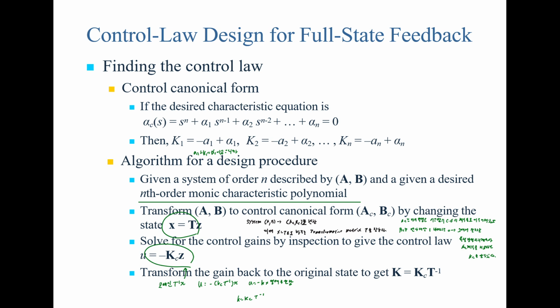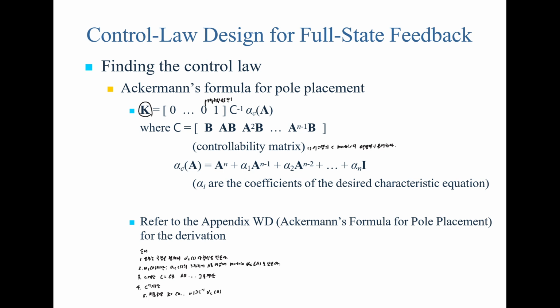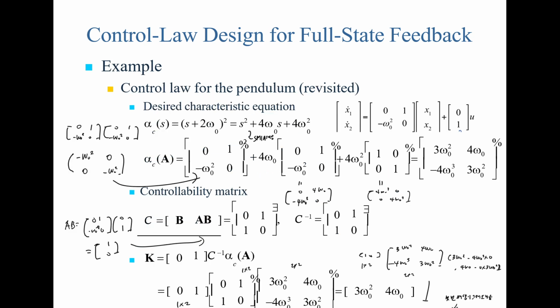And third, and the most direct, is Ackermann's formula. This single equation, K is 0, 0, 0, 0, 1 times C inverse times alpha of A, where C is the controllability matrix, and the alpha i are the coefficients of the desired characteristic equation.